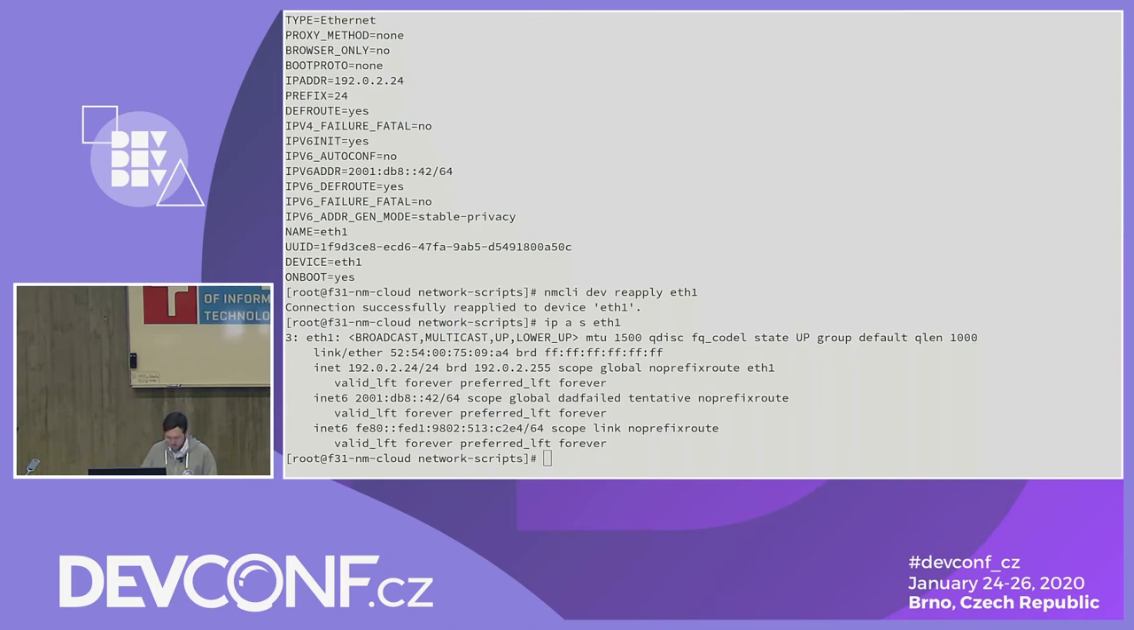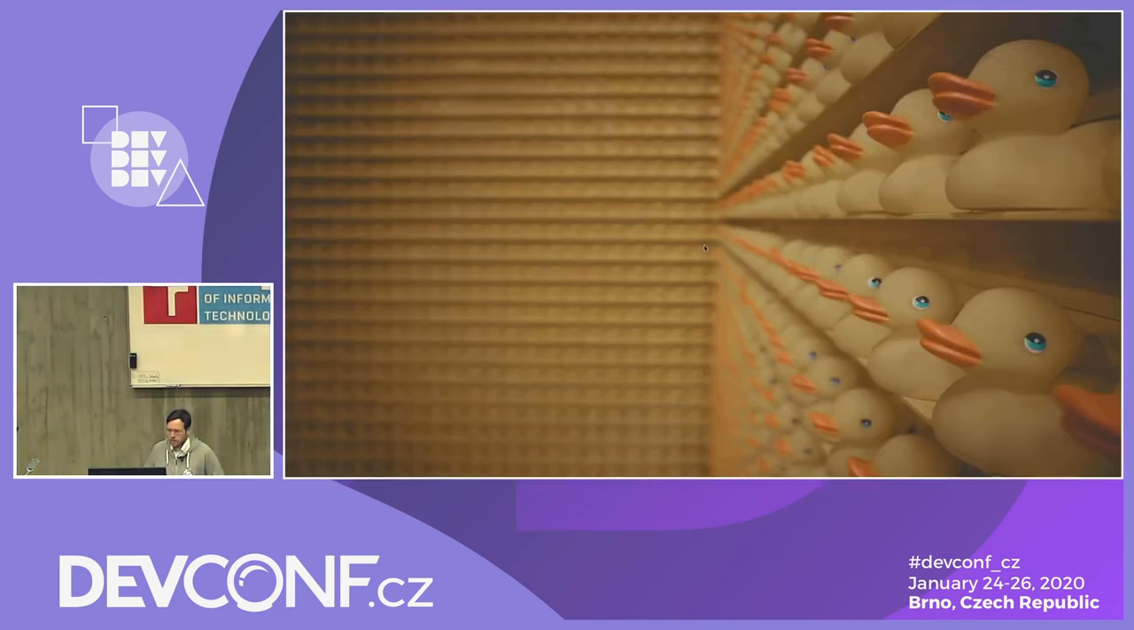But then, using all of this does not really scale. In case you want to do this on a lot of machines, you would have to write your own wrapper around nmcli, or you need some other solution to do this. And also, there might still be some problems.